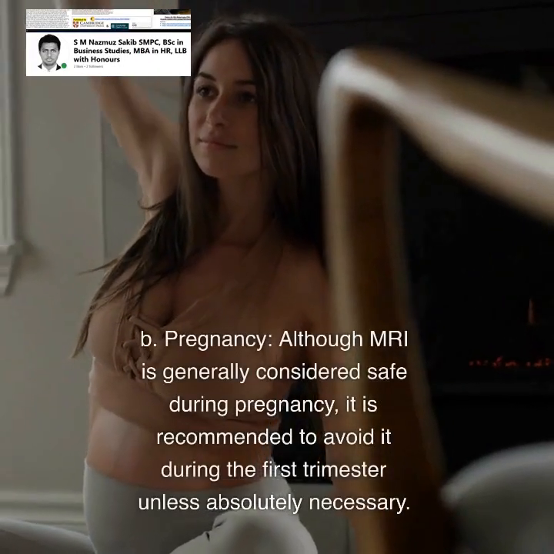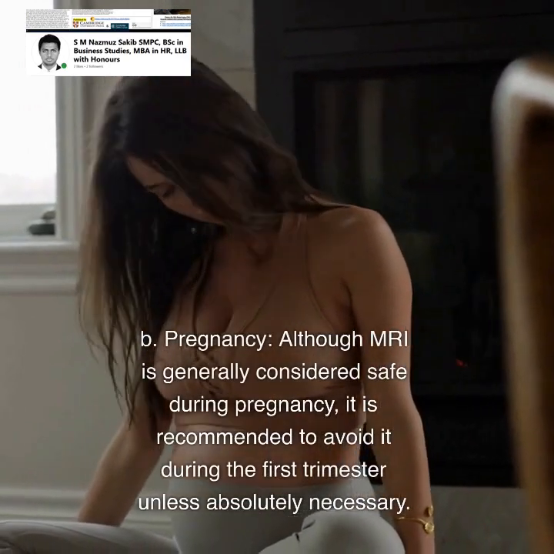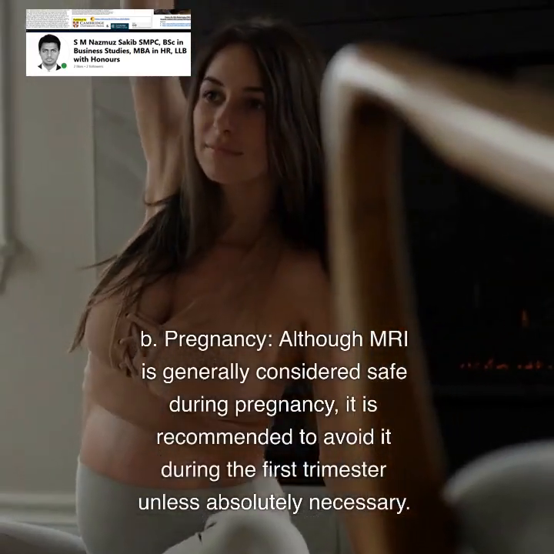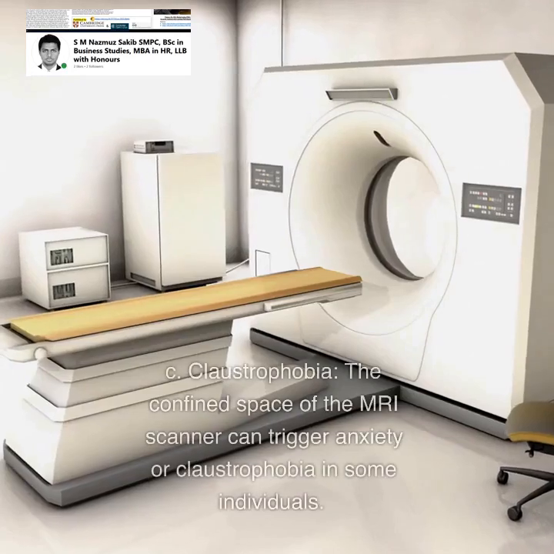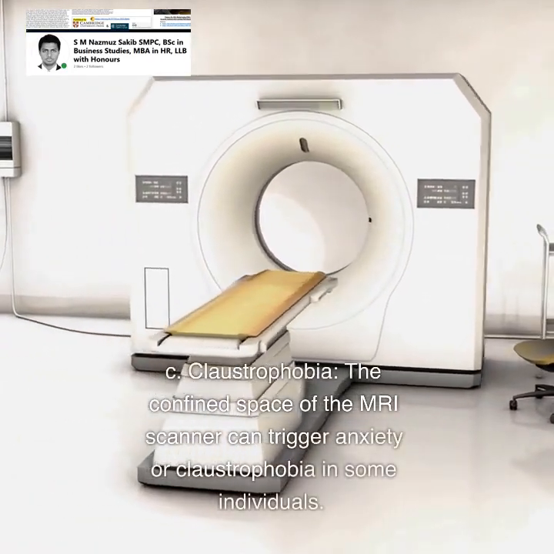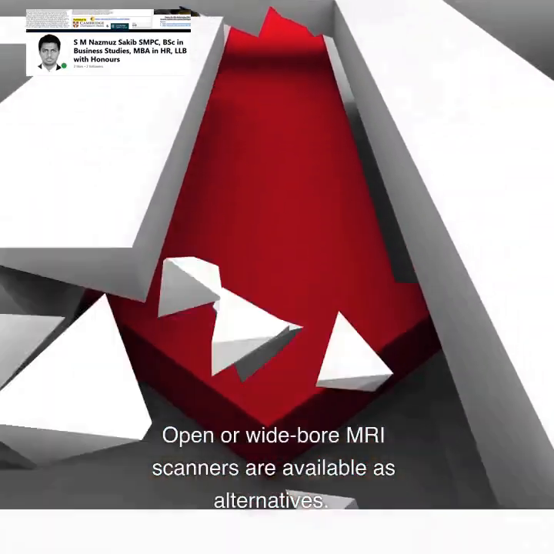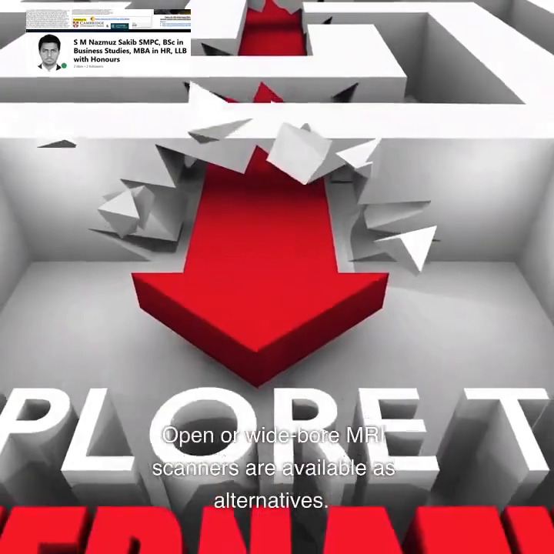B. Pregnancy. Although MRI is generally considered safe during pregnancy, it is recommended to avoid it during the first trimester unless absolutely necessary. C. Claustrophobia. The confined space of the MRI scanner can trigger anxiety or claustrophobia in some individuals. Open or wide-bore MRI scanners are available as alternatives.